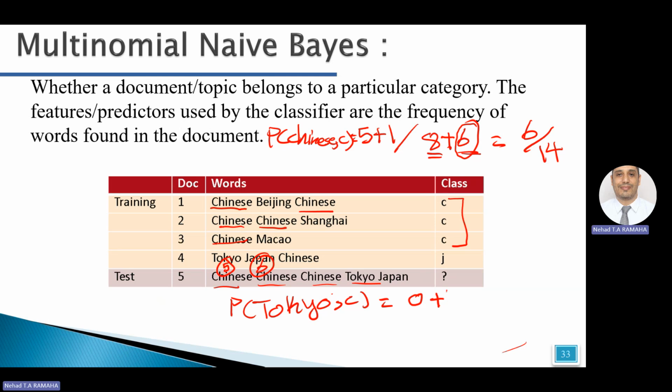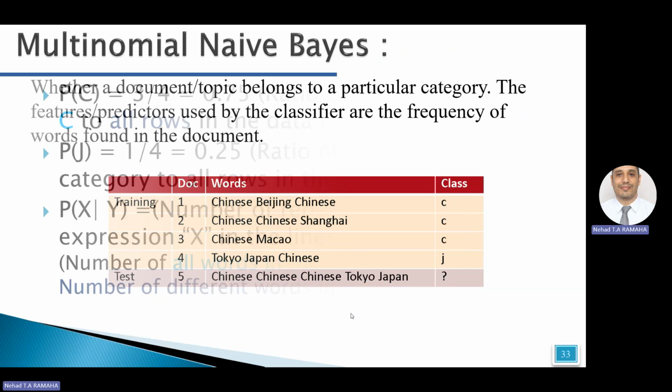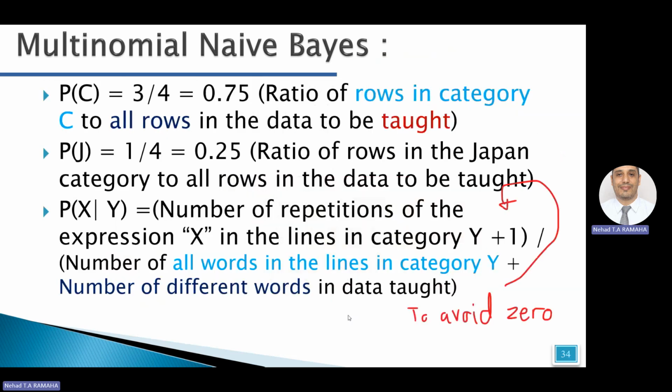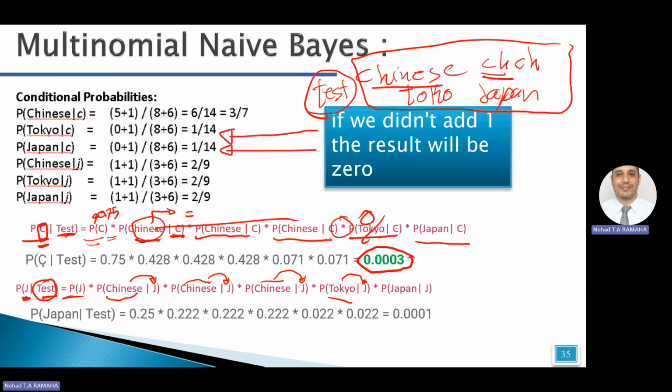Plus 1. If you did not add plus 1, this probability would be 0. If the probability of Tokyo with category C is 0, then anything multiplied by 0 will be 0. So at the end you will not have a probability, you will have 0 here.